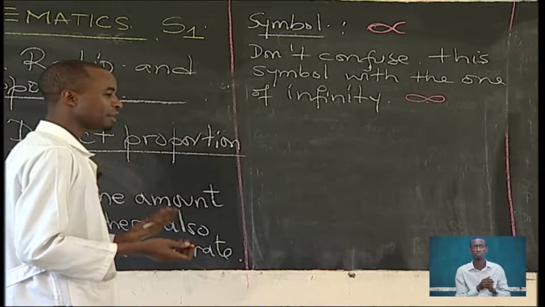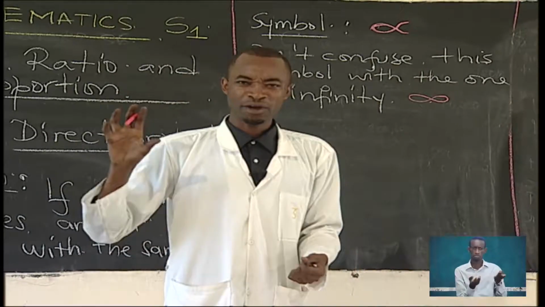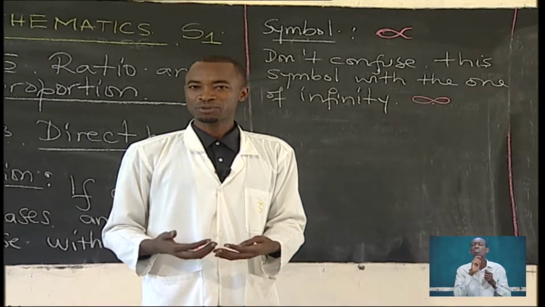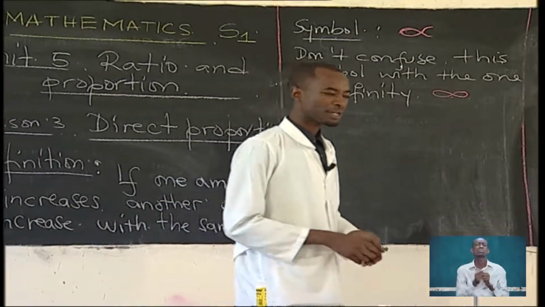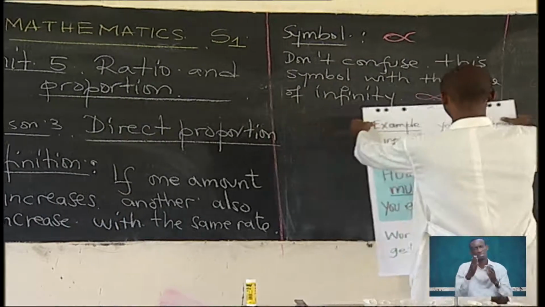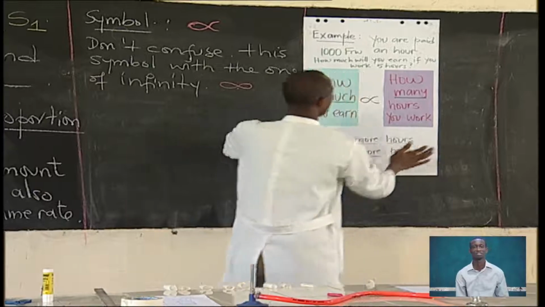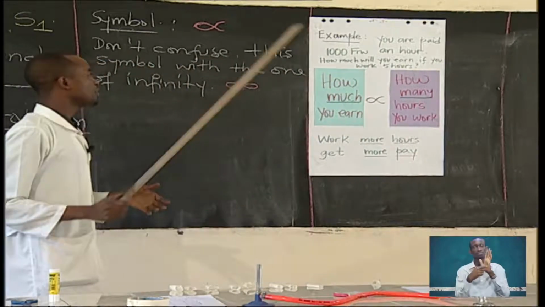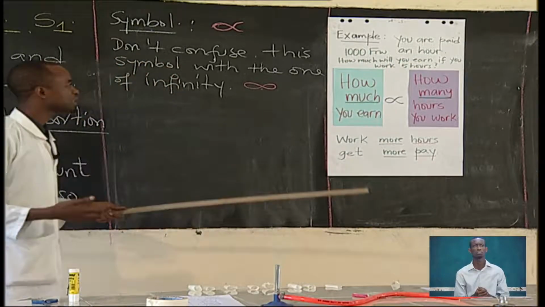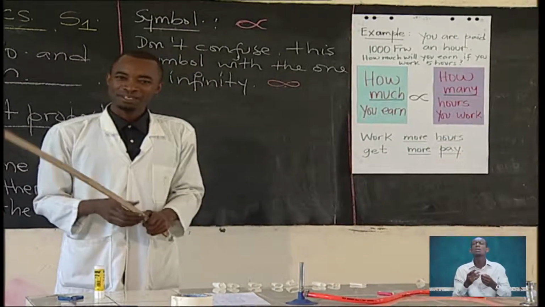Now, if you have two quantities, when you have one quantity and it has to increase with another quantity, we need to go with an example so that you can understand better. Let's have one example. I have one example for you. You are paid 1,000 an hour, and you need to calculate how much will you earn if you work 5 hours. This is what I was talking about.